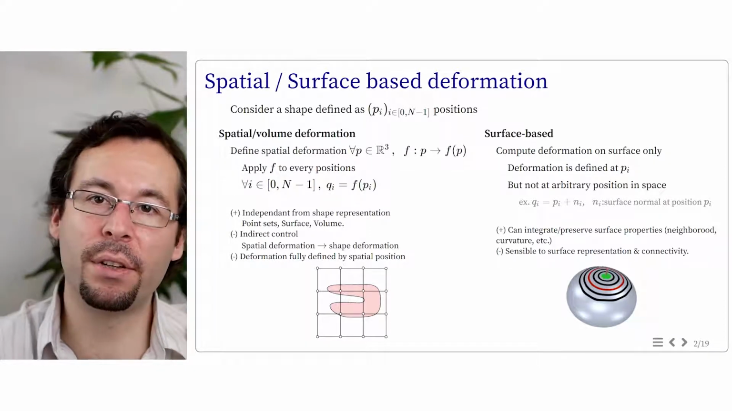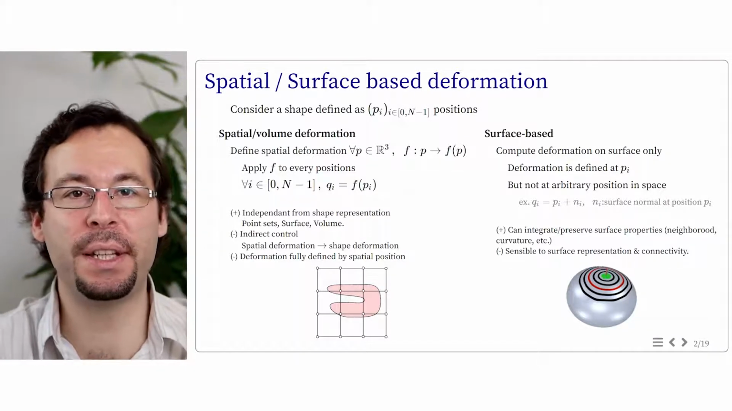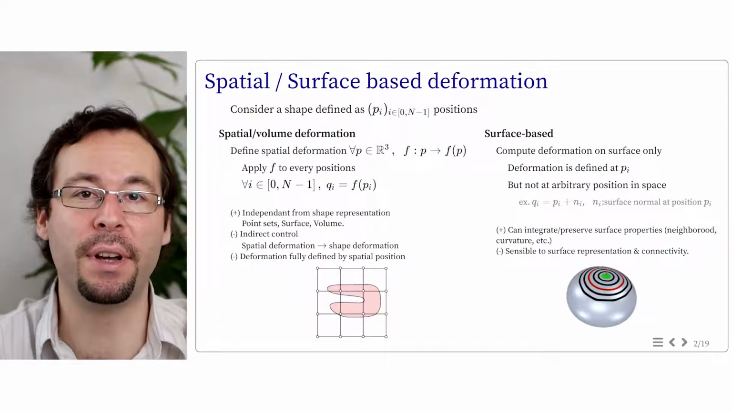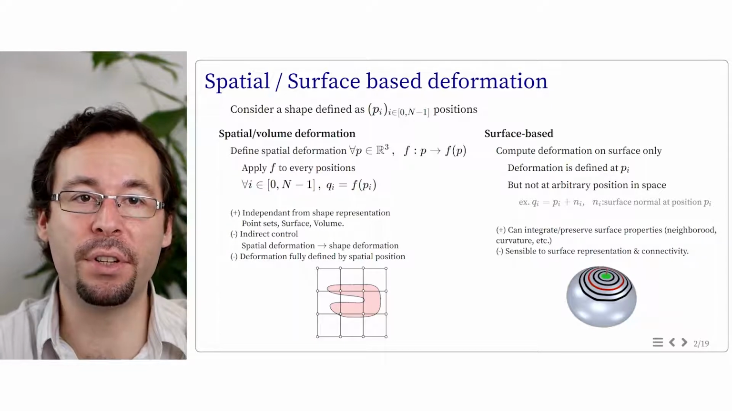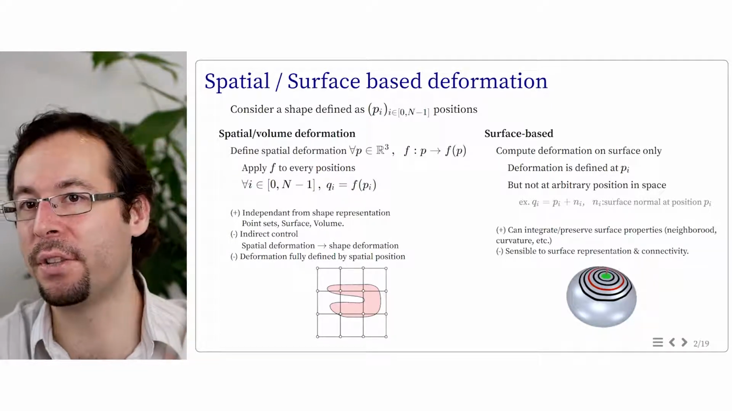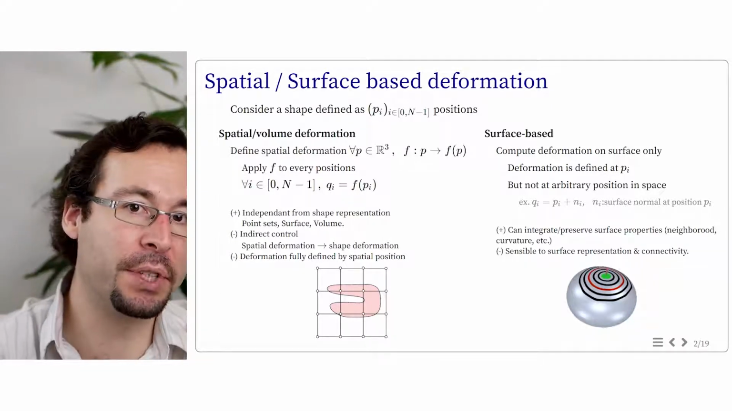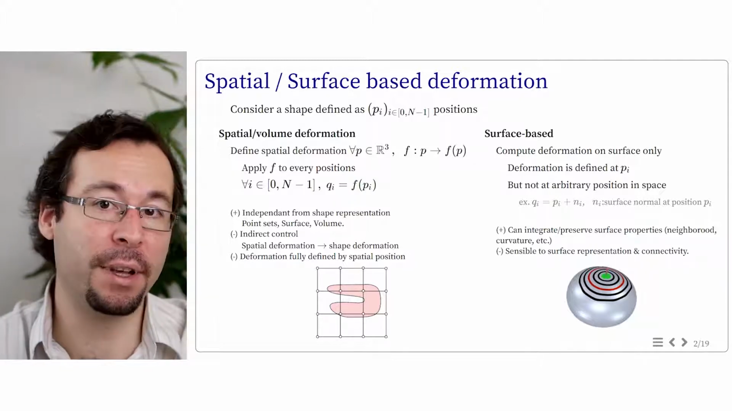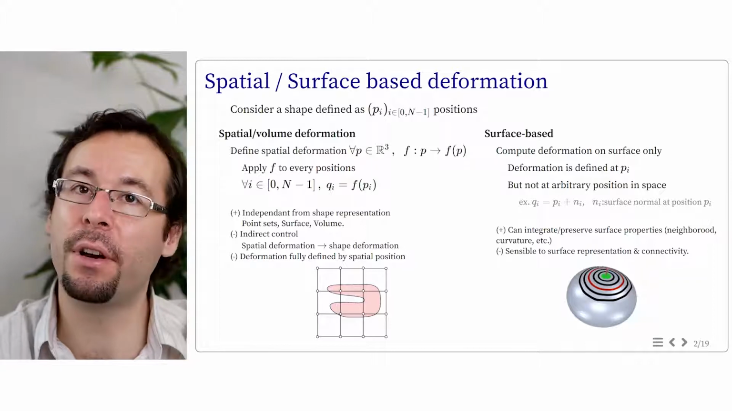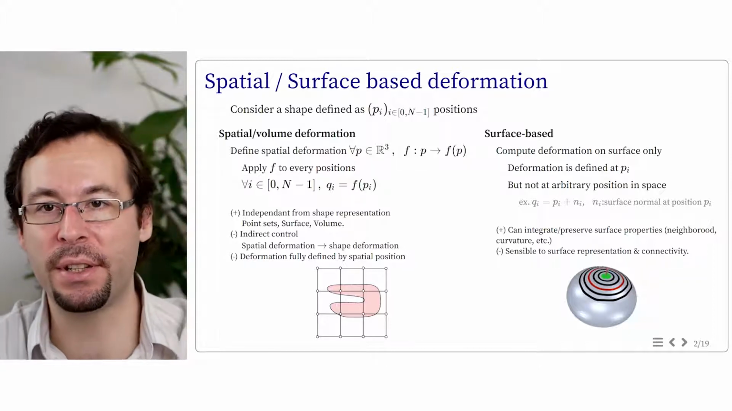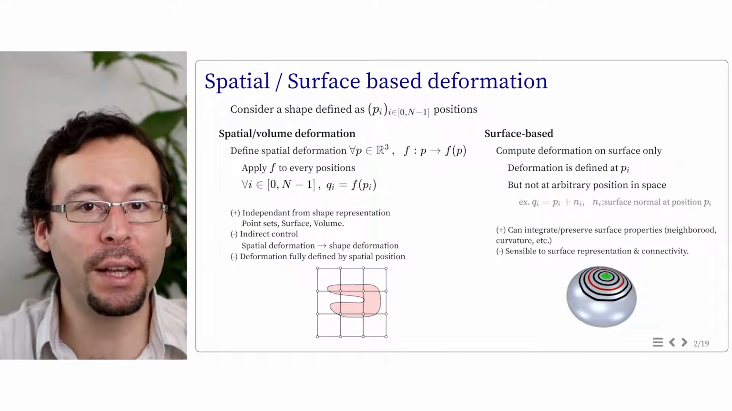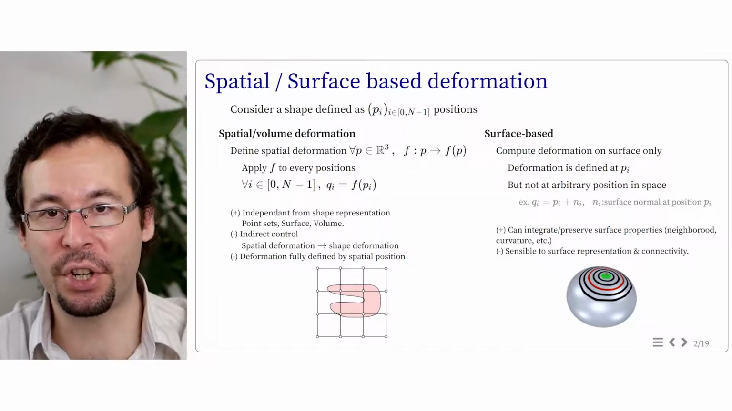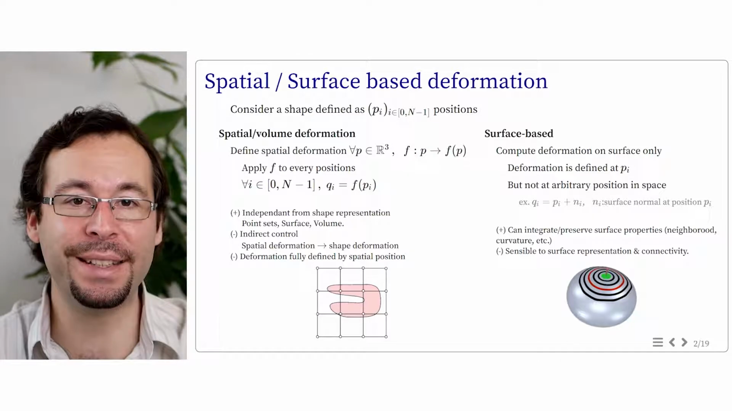The good side of surface deformation is that it can integrate or preserve surface properties based, for instance, on neighborhoods, curvatures, and so on. The downside of surface deformation is that it depends on the surface. It depends on its representation, on its connectivity, for instance, and so on. So ideally, we would like our deformer to be as independent as possible of the surface parametrization, and only depend on its shape.